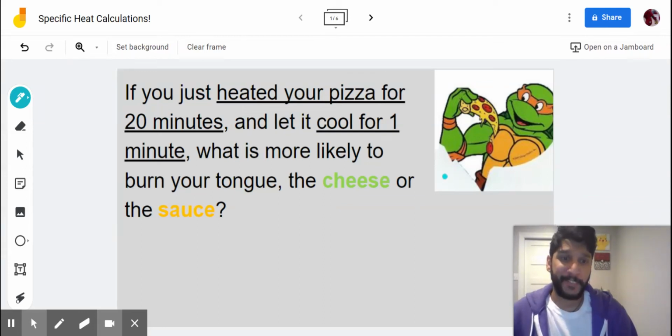All right, welcome to Specific Heat Calculations. I got a question for you. If you just heated your pizza for 20 minutes and let it cool for 1 minute, what is more likely to burn your tongue, the cheese or the sauce? So think back. If you chose the sauce, you'd be right.